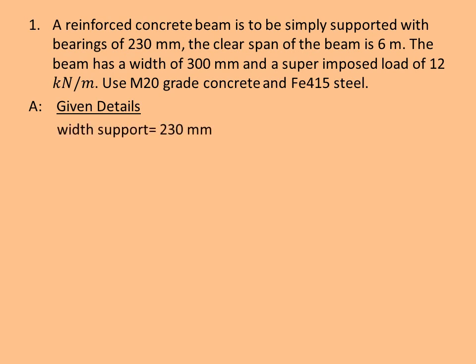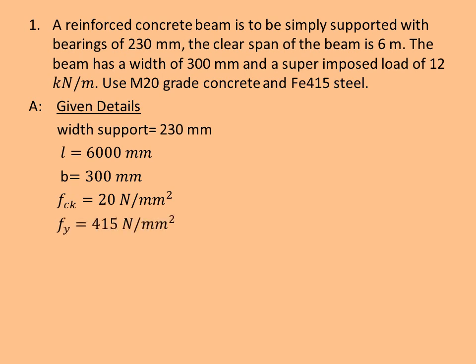With support, that is the bearings, means the supports of the beam, the width is given to us indirectly, 230 mm. Clear span is 6 meter, or you can write it in millimeters, it's 6000 millimeter. B is equal to 300 mm. FCK is equal to 20 Newton per mm square, which is M20 grade. That is the characteristic strength of concrete, and the characteristic strength of steel is Fy 450, that is equal to 415 Newton per mm square. Next we write the live load, that is 12 kilonewton per meter.